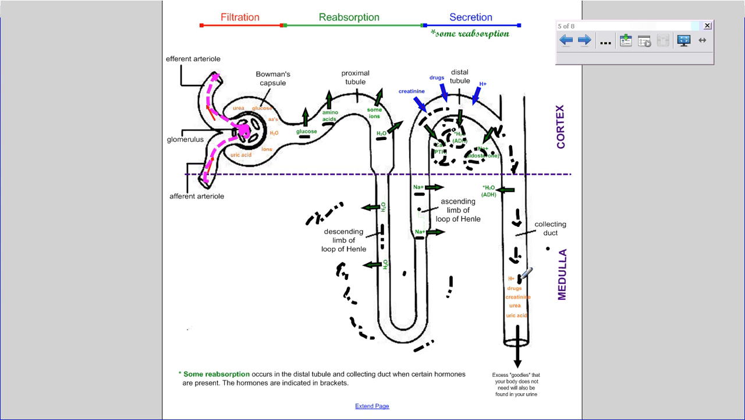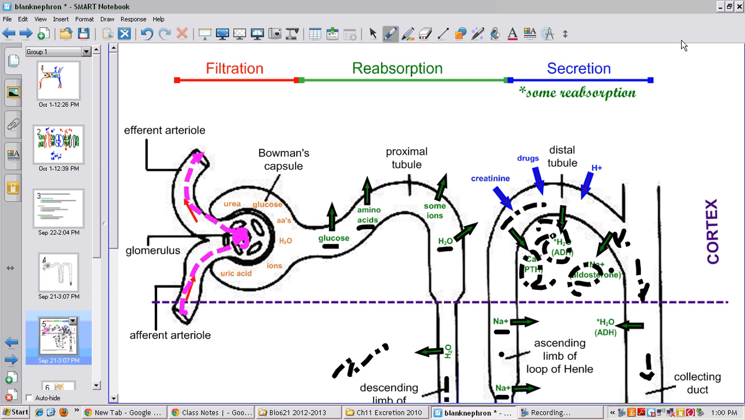But that is kind of an overview of what happens in the three processes. And if you did not get to finish doing your study tool, then hopefully this will help you to finish yours up or help you to make more sense of what you have. Remember, if you have any questions, please email me anytime.